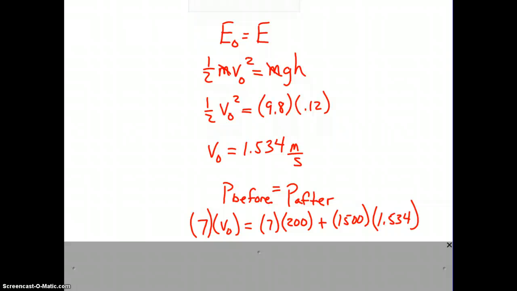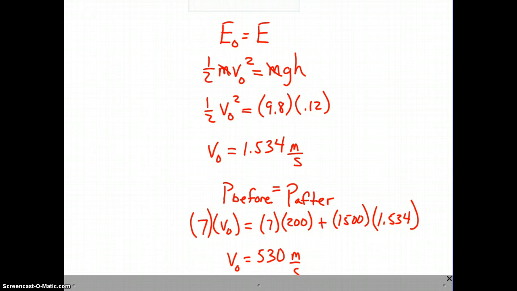We know that the 7-gram bullet reached a speed of 200 meters per second, and that our 1,500 grams, or 1.5 kilograms converted to grams to stay consistent with our mass units, reached a velocity of 1.534 as calculated in the previous conservation of energy solution. We go ahead and solve for the velocity of the bullet, and we get 530 meters per second.